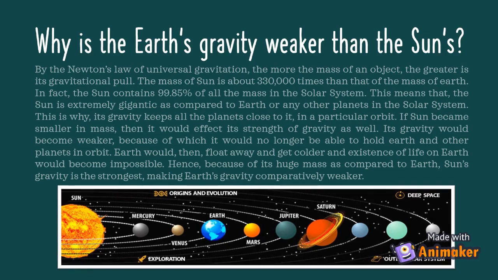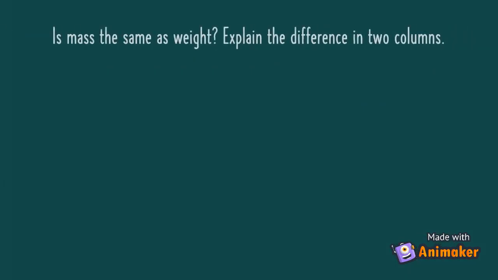If the Sun became smaller in mass, then it would affect its strength of gravity as well. Its gravity would become weaker, because of which it would no longer be able to hold Earth and other planets in orbit. Earth would then float away and get colder, and the existence of life on Earth would become impossible. Hence, because of its huge mass compared to Earth, the Sun's gravity is the strongest, making Earth's gravity comparatively weaker.